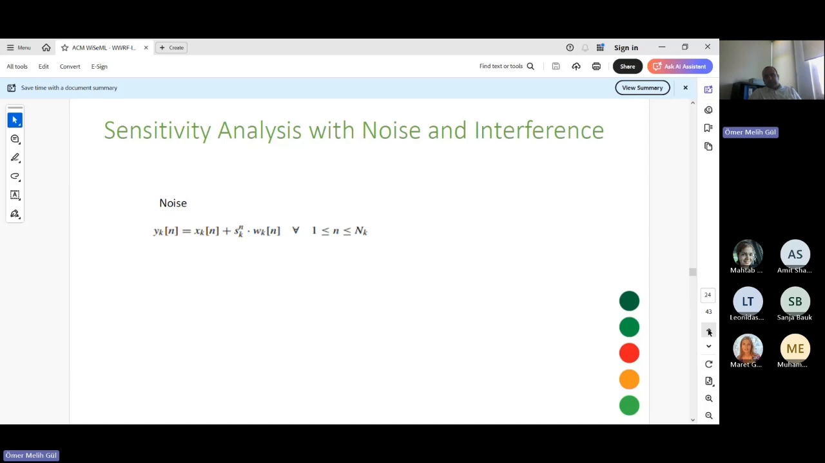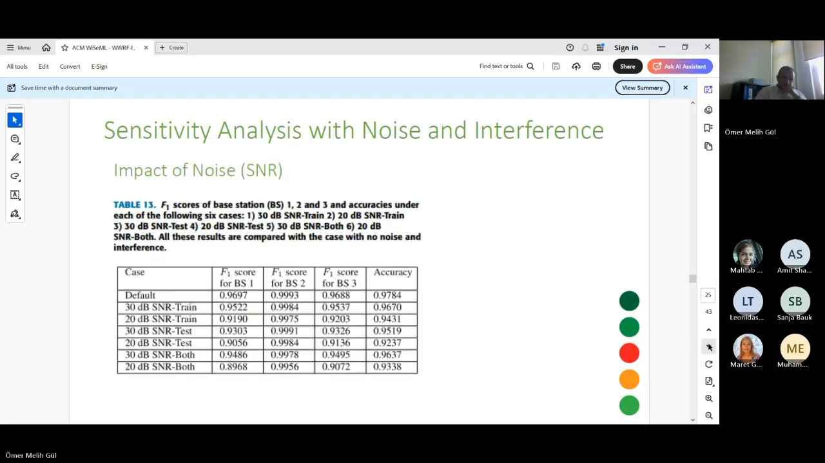And after 95 accuracy, what will you do? Okay, it is perfect. In the literature, they achieve 93% or so. But we need to consider sensitivity analysis. We need to consider noise and interference. When you consider noise, that is the input, and that is some kind of noise, and that is the gain, and that is the output. That is how the noise works.